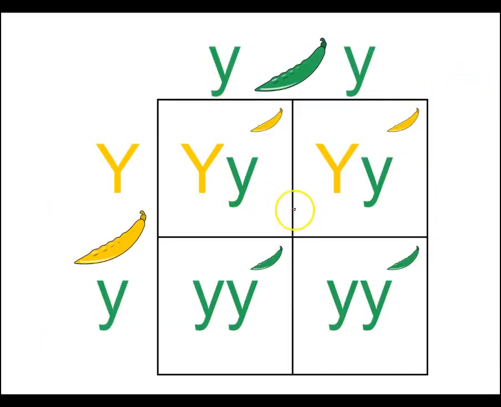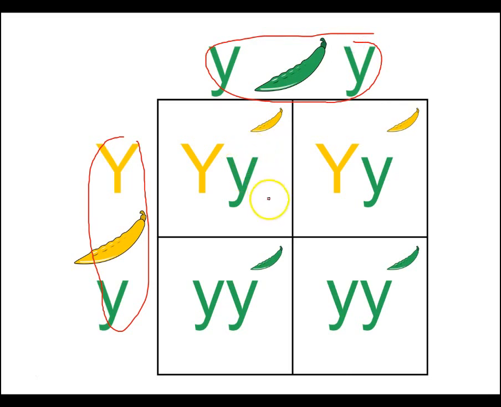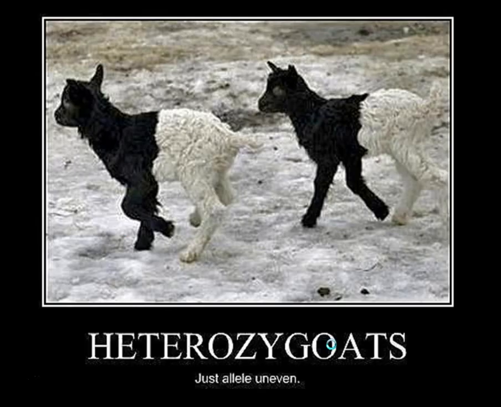All right, so if we looked at our cross here between a heterozygous parent and a homozygous recessive, these two here are heterozygous, and this is homozygous recessive. Heterozygotes, just alleles uneven. I'm done.